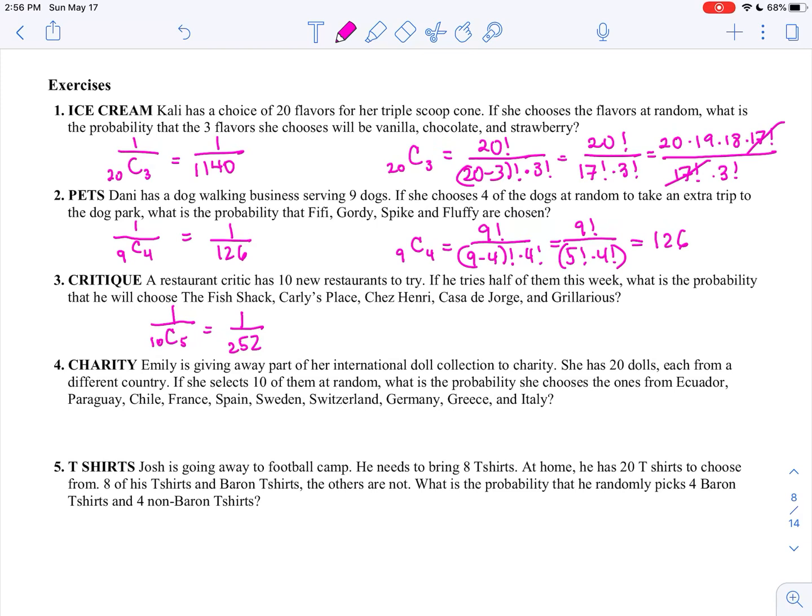So on number 4, again, try to hit pause and see if you can do this on your own. Okay, so Emily is giving away part of her international doll collection to charity. She has 20 dolls, each from a different country. If she selects 10 of them at random, what's the probability that she chooses those countries listed? So there's one favorable outcome out of 20 countries that can be chosen. She picks the 10 listed above. And we should have gotten 1 over 184,756.